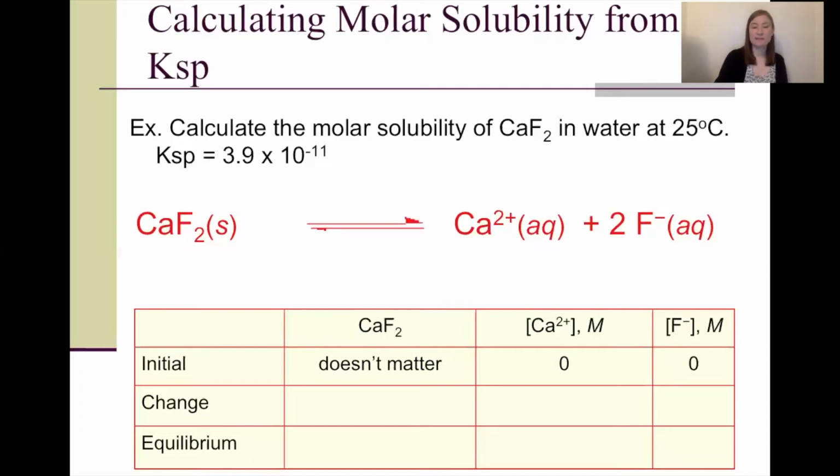As calcium fluoride dissolves, as the reaction proceeds, some of this is going to dissolve, so the amount of calcium fluoride will go down. The amount of calcium ions will go up by the same amount. And then for every 1 mole of calcium fluoride, we get 2 moles of fluoride ions. And so that would be plus 2x. And again, the amount of calcium fluoride at equilibrium is irrelevant because it's a solid, but the amount of calcium ions is x, and the amount of fluoride ions is 2x.